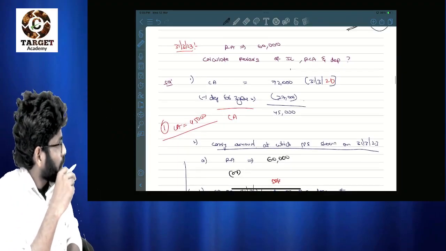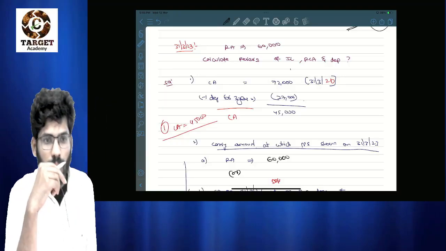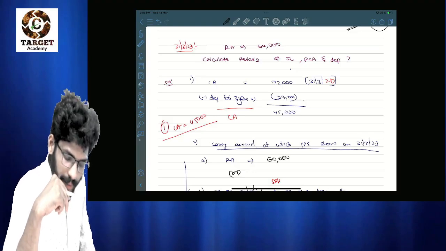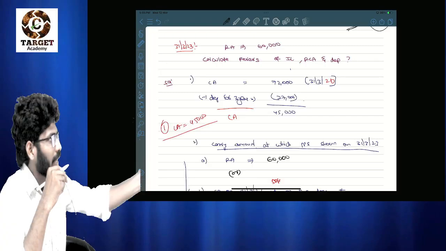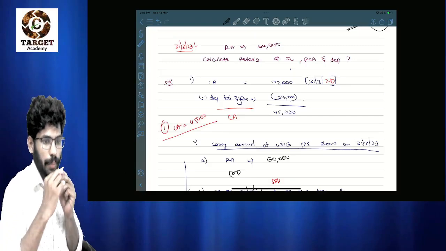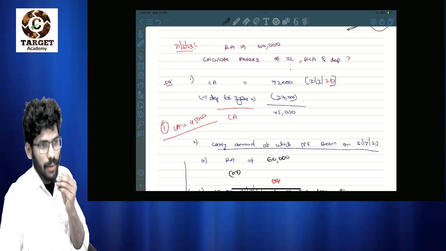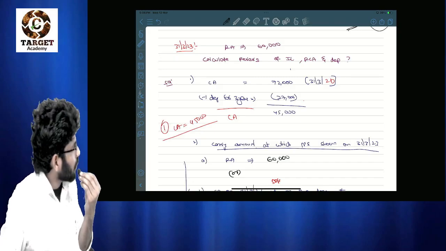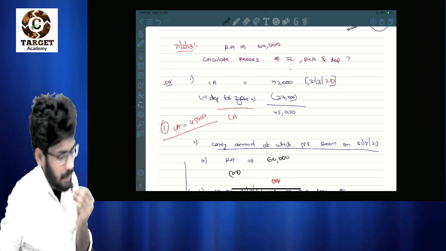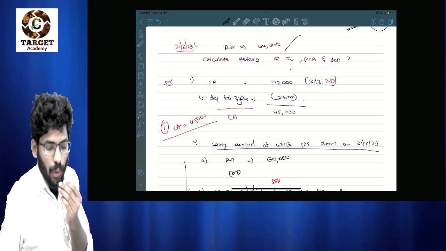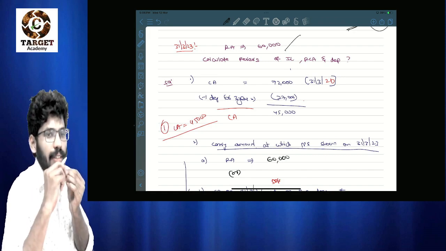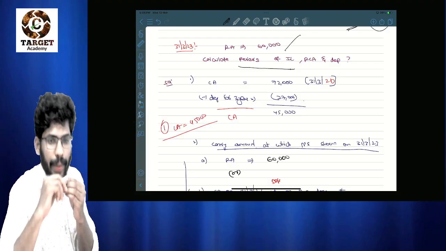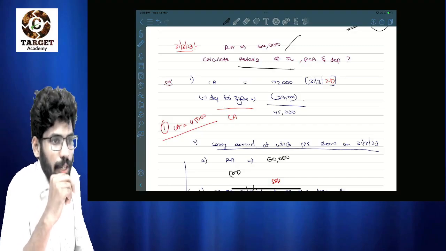On 31st March 2023, which means after how many years? 3 years: 21, 22, 23. After 3 years, again I have calculated the recoverable amount, because we calculate the recoverable amount when there are changes in the market. In the market there are a lot of changes, so I have calculated the recoverable amount on that date. Recoverable amount equals 60,000, as given in the question. Next, calculate the reversal of impairment loss. That is the question. Correct or not?